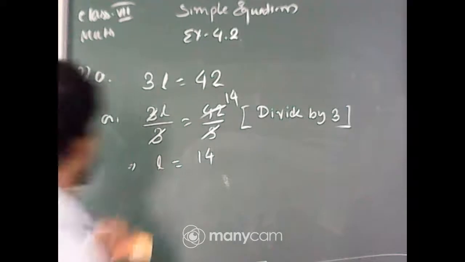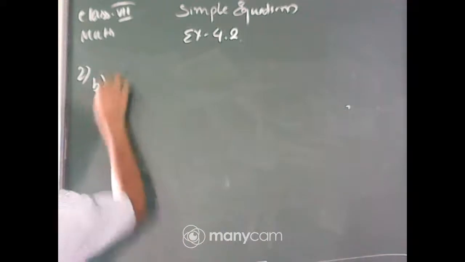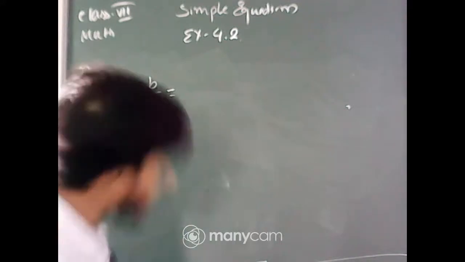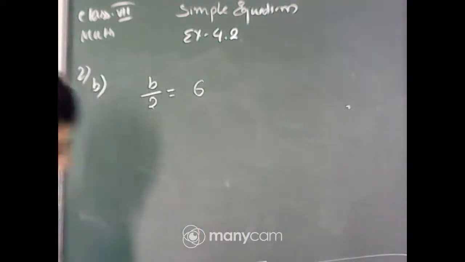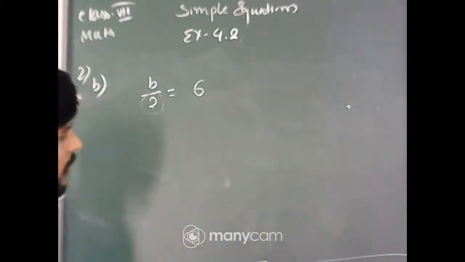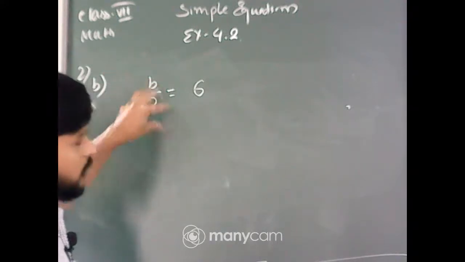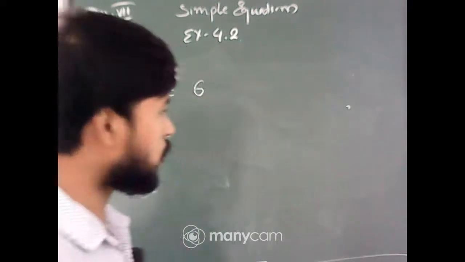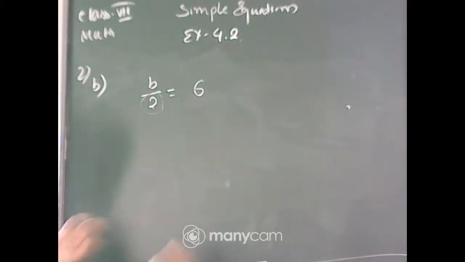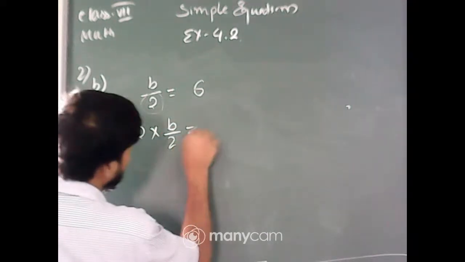B by 2 is equal to 6. Now look, this term is in the form of division with B. So to remove this division, what do we have to do? We have to multiply it by 2. Very good, Sampurna. So multiply both sides by 2. We have 2 into B by 2 is equal to 6 into 2.